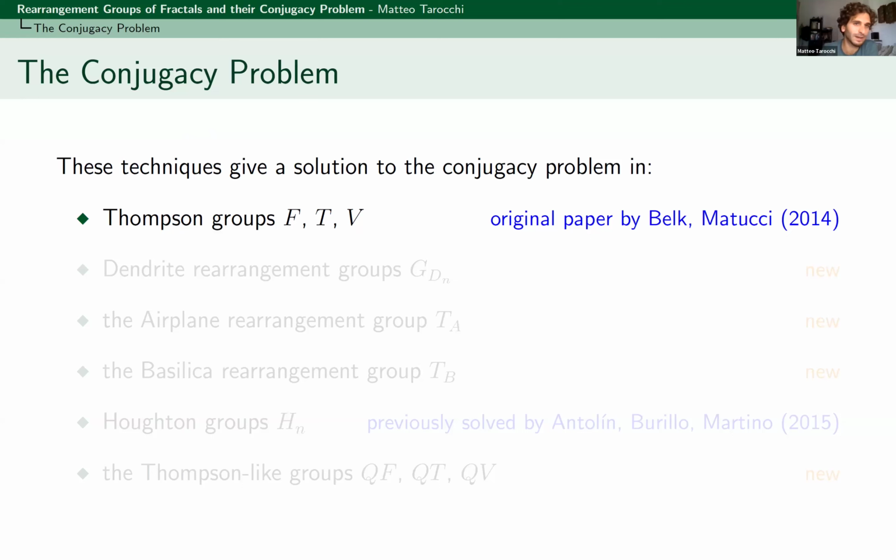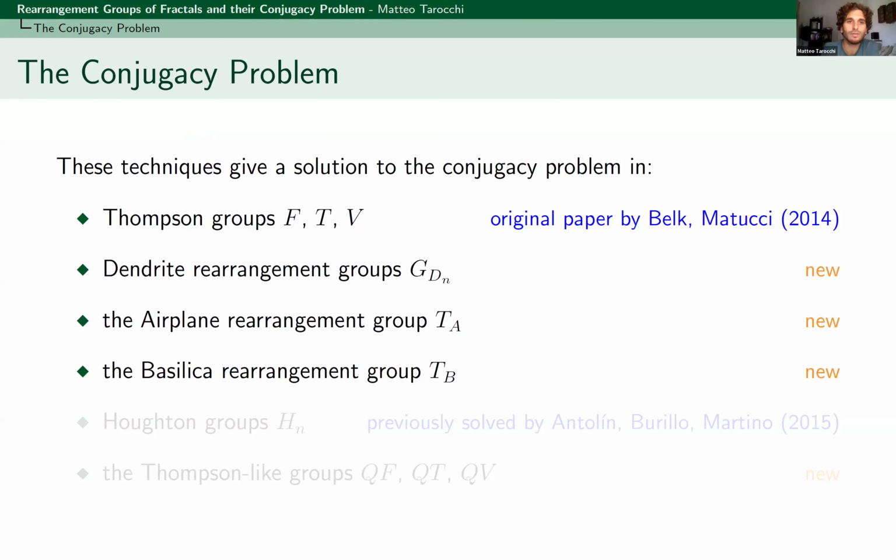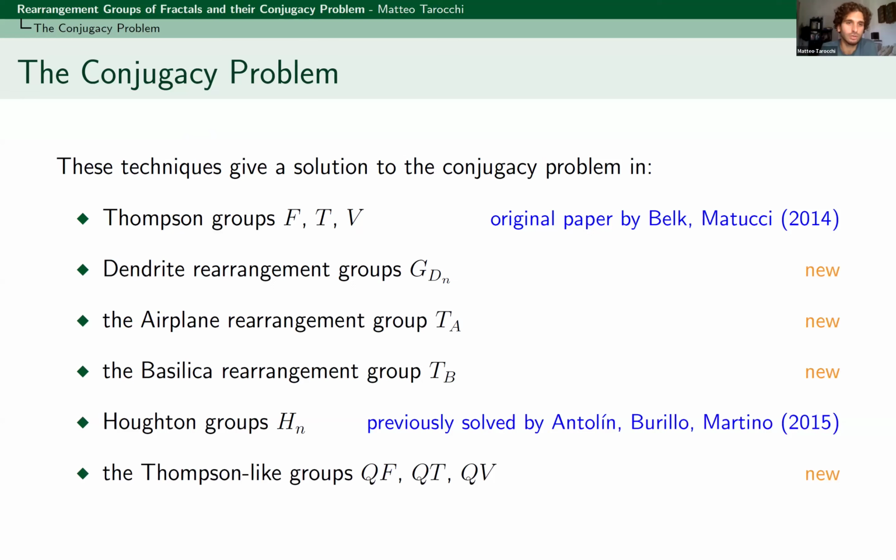So first of all, this was only inspired by techniques on Thompson groups F, T, and V that didn't have any of these issues with the graphs because they essentially didn't have those labels in the diagrams. And it provides a solution to the dendrite, airplane, and basilica rearrangement groups, the ones that I mentioned. It also provides a new solution to the conjugacy problem in the Houghton groups, which was already solved in 2015, but this is a new solution, so I think it's neat. And we also have a solution to the conjugacy problem in Thompson-like groups, QF, QT, and QV. So you actually hit some groups that do not necessarily act on fractals themselves, but these techniques also apply to them.